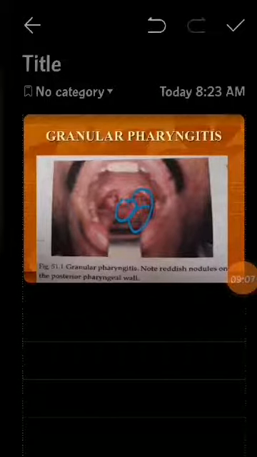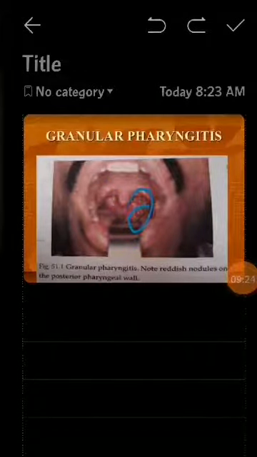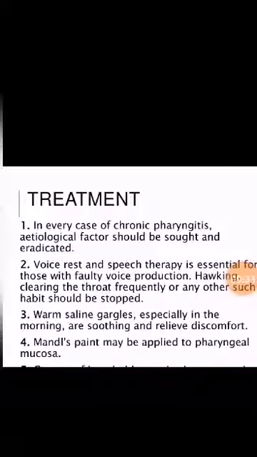In granular pharyngitis, these nodules are due to hypertrophy of the subepithelial lymphoid follicles, which are normally seen in the pharynx. Some lateral pharyngeal bands become hypertrophic as well. You can see that. And the uvula may also be elongated and appear oedematous. You can see the uvula here.